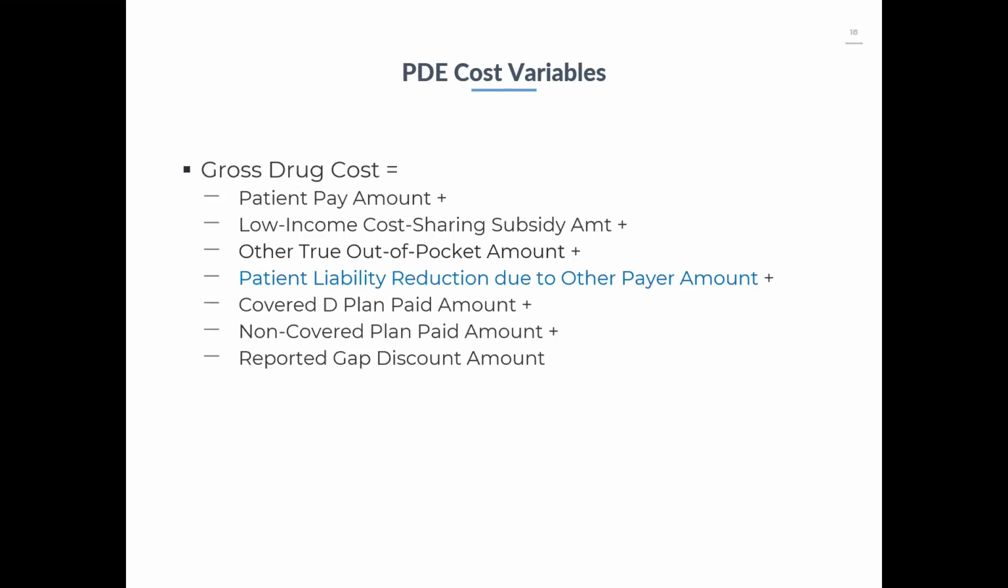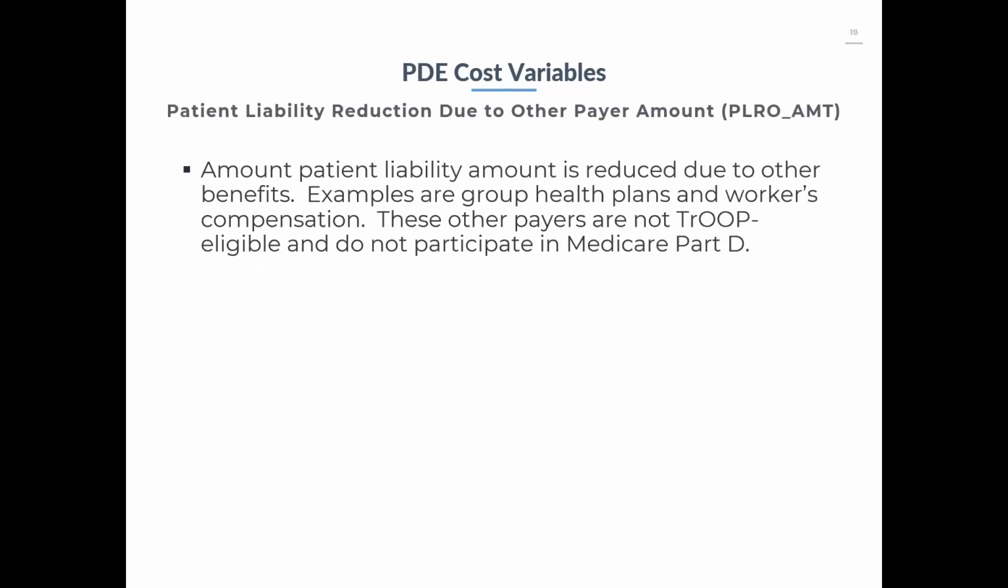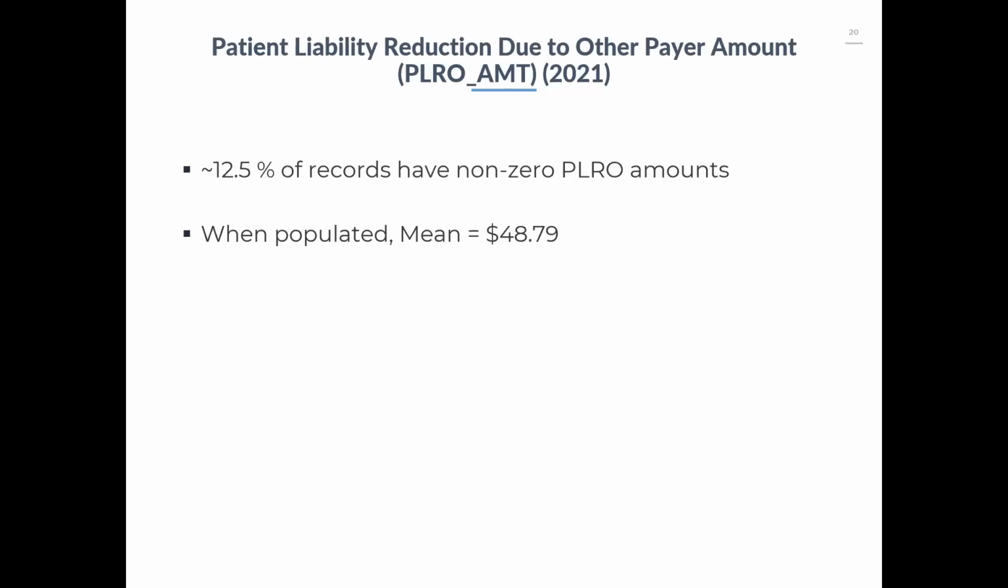The next component is patient liability reduction due to other payer amount, or PLRO amount. This is the amount the patient liability is reduced due to other benefits. Examples are group health plans and workers' comp, but these payers are not TrOOP eligible, so they don't participate in Part D, and these amounts don't apply to members' out-of-pocket tally. About 12.5% of PDE records have a non-zero PLRO amount. And when populated, the mean is $48.79 in 2021.